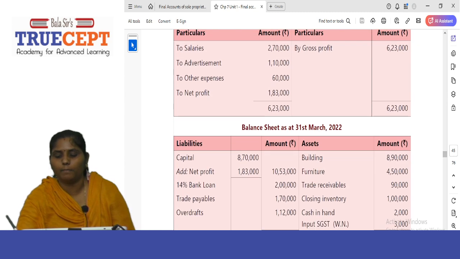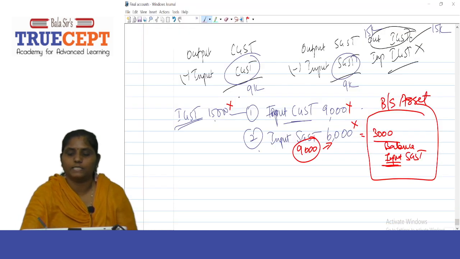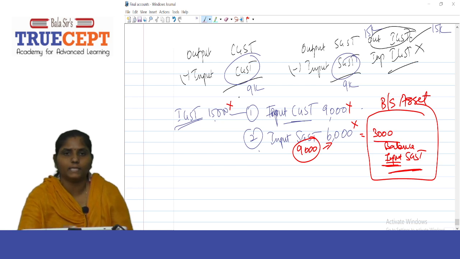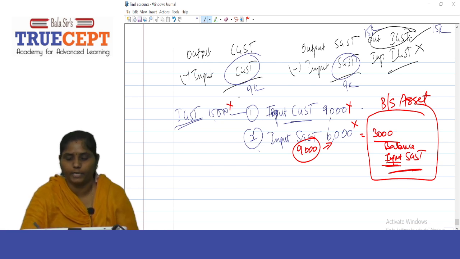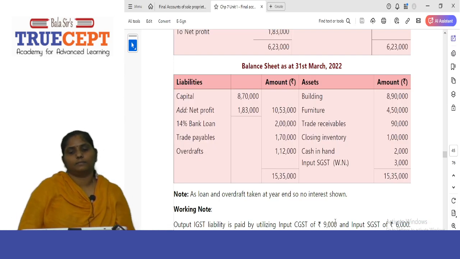Okay, and remember GST, we just had a discussion. What is the discussion? We just have to show only the input SGST 3,000 rupees in the balance sheet asset side. That's it. No other GST will be shown. Okay, netting it off. Now see, balance sheet. Look at the balance sheet liability side. You have capital, net profit. Okay, added back, and no drawings also, no need to subtract.